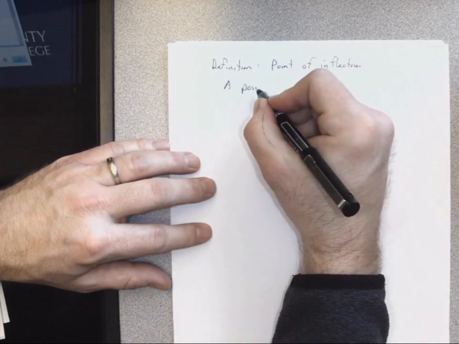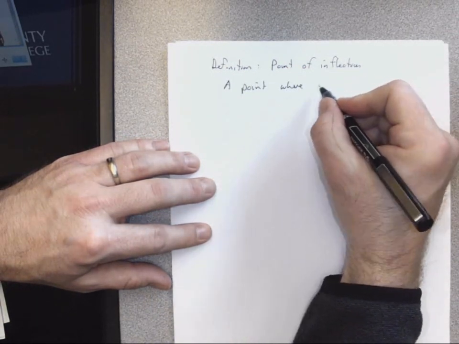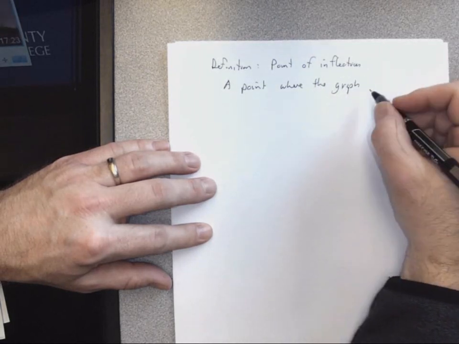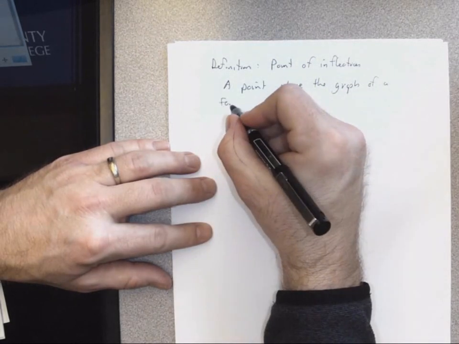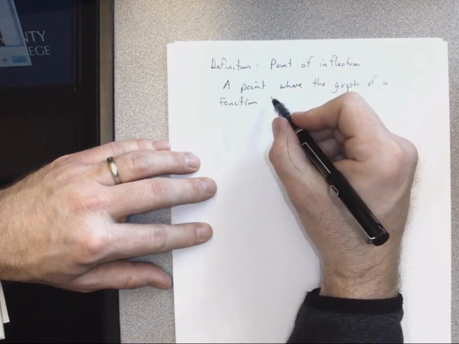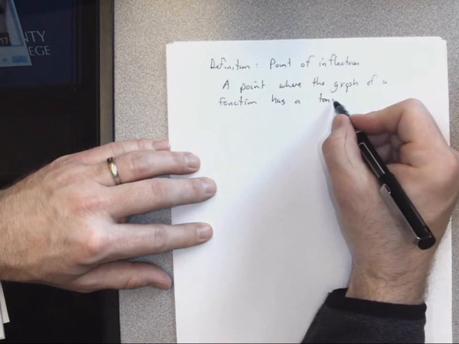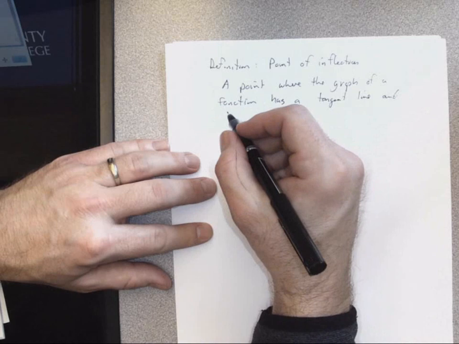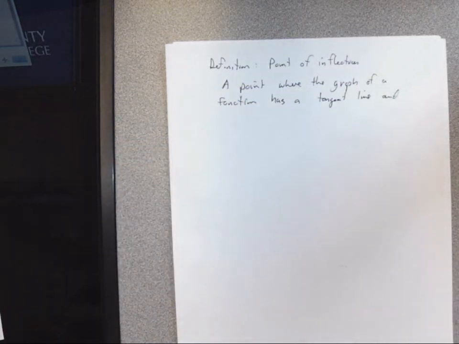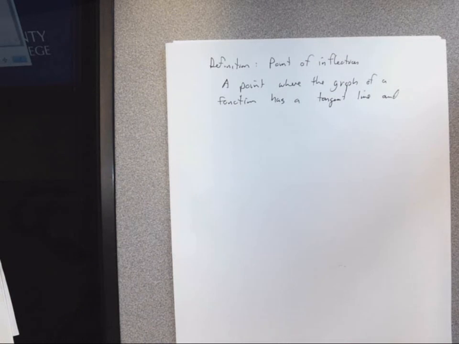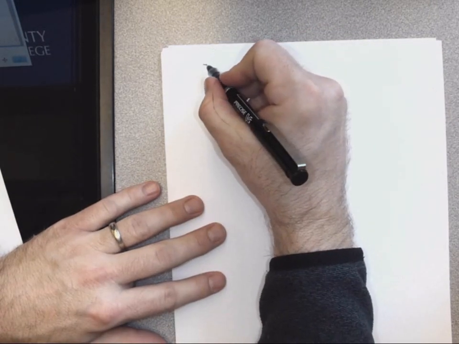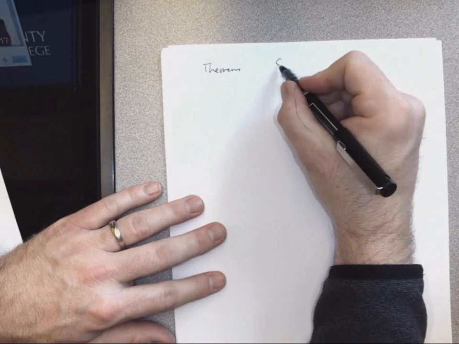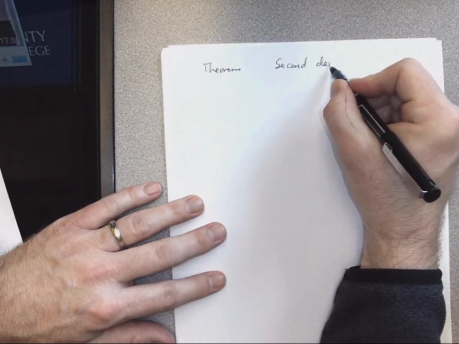So a point where the graph of a function has a tangent line and, geez, Pete. It must be early. I already wrote this. Well, it gives you time to breathe. So, there we go. I was actually on a theorem. Theorem, second derivative test. It's a good thing I'm recording this.